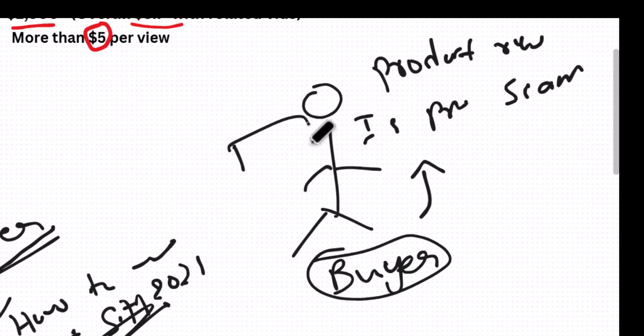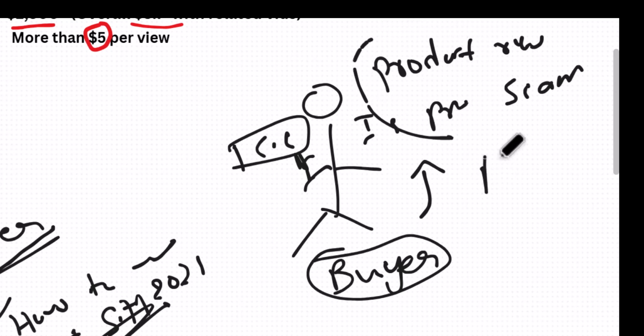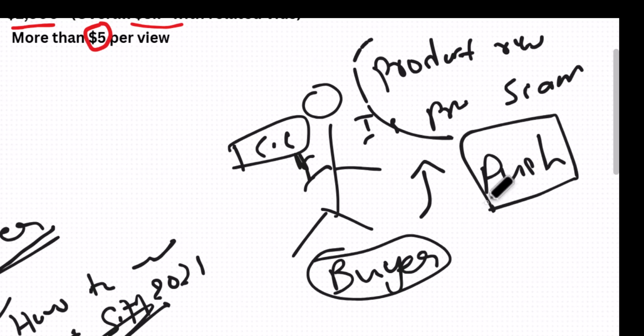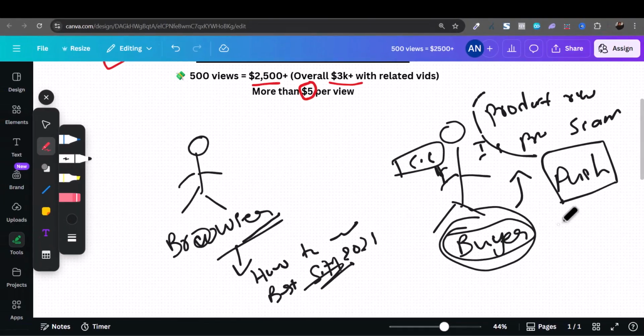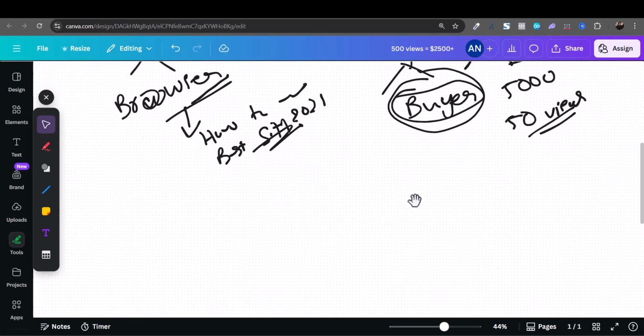These people have their credit cards in their hands. They are ready to buy, but they are on YouTube searching for this just to get that final push, that extra push in order to make a purchase. So when you get in front of this buyer, you do not need 5,000 views. You just need 50 views on your video to actually make sales and commissions. So let me explain what exactly the strategy is here.